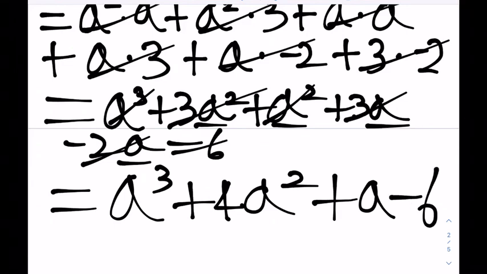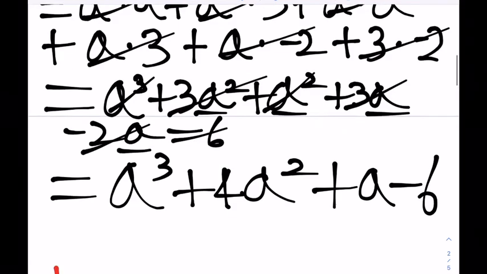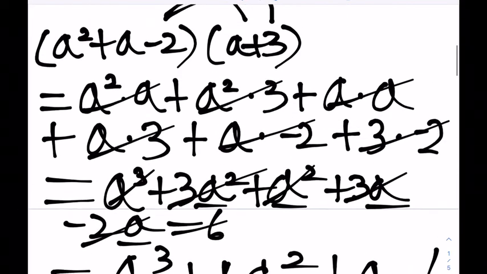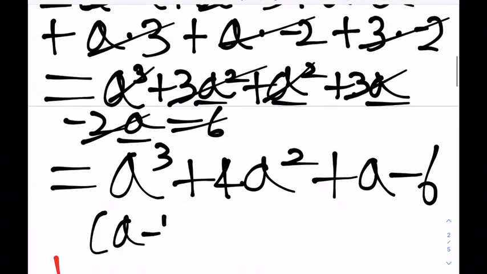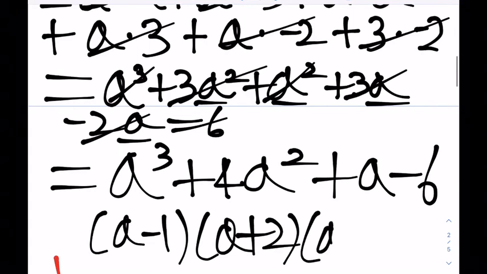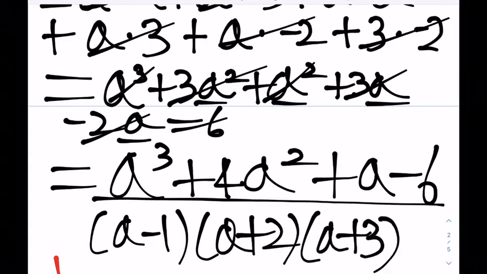Okay, so our answer to a minus 1 times a plus 2 times a plus 3 is a to the power of 3 plus 4a squared plus a minus 6.